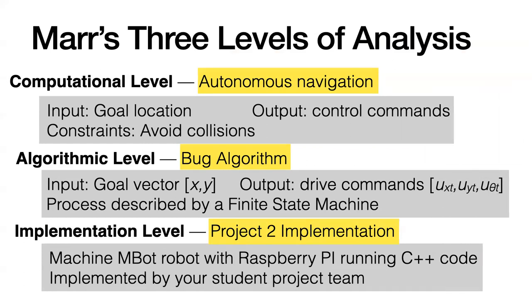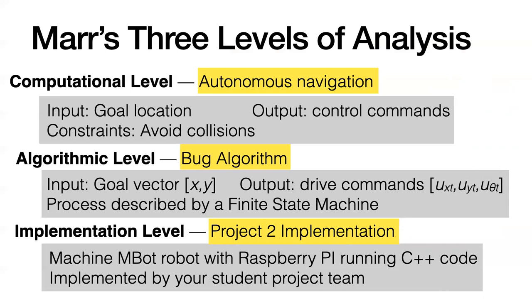We can have many different algorithms that would solve this problem. It could be A-star pathfinding, breadth-first search, potential field system, bug algorithm. There are many that could do that, but for this next project, you're going to specifically implement a bug algorithm. I should actually say this is going to be a Bug 0 algorithm. I'll talk about that later.